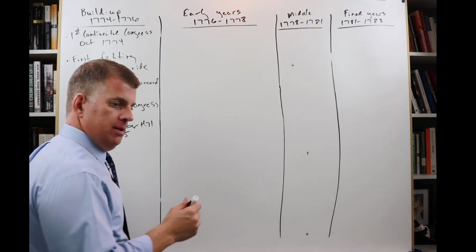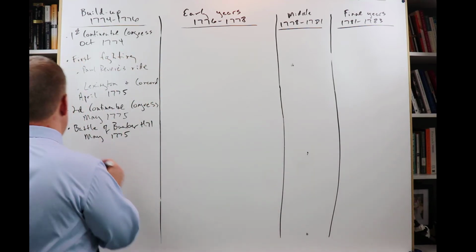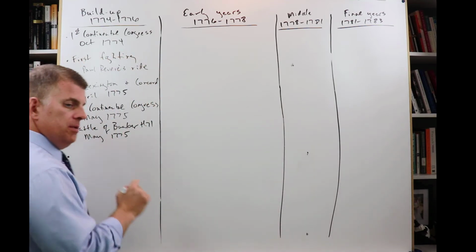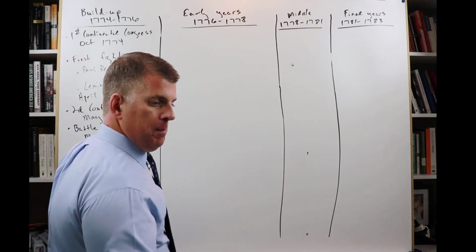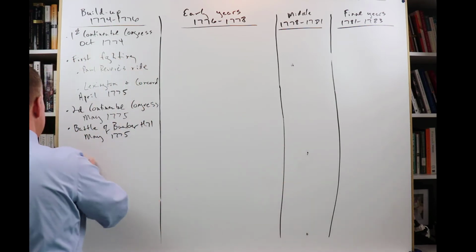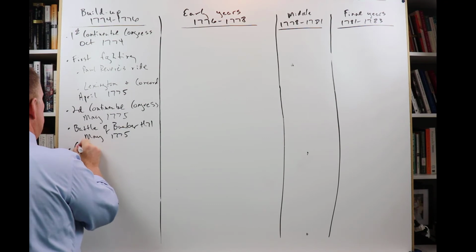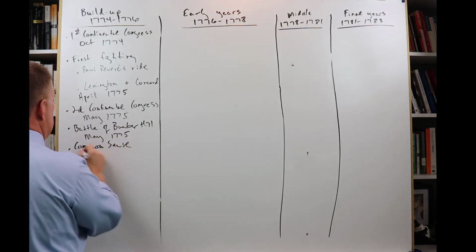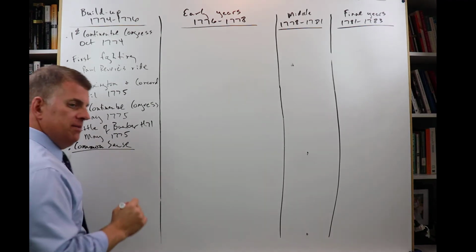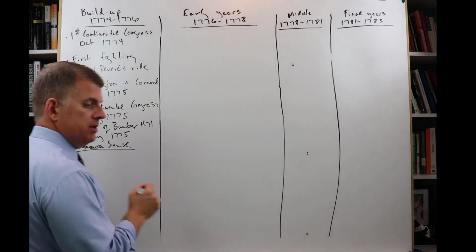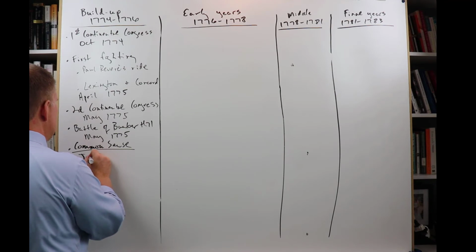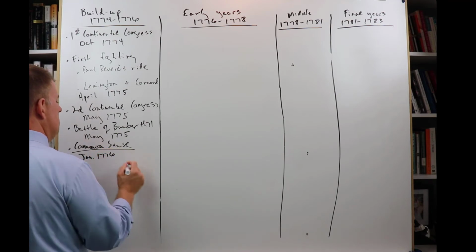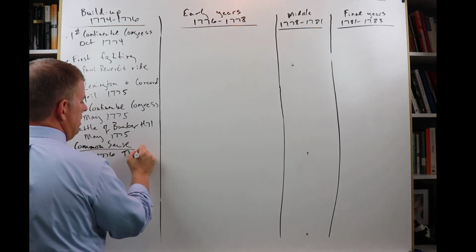What's next on our list is we're building up to the Declaration of Independence. Constitution's not for quite a while. All right, Common Sense. It was a book, January 1776, by a man named Thomas Paine.